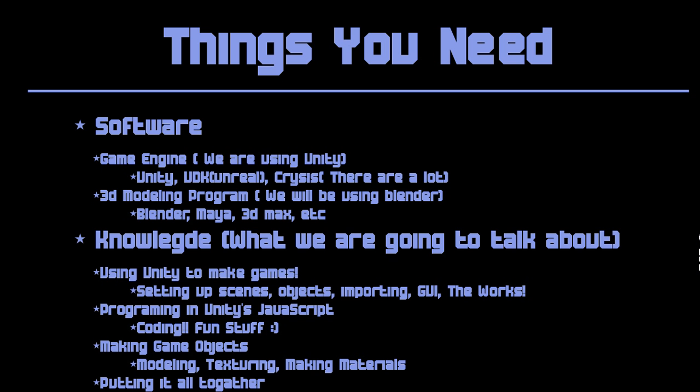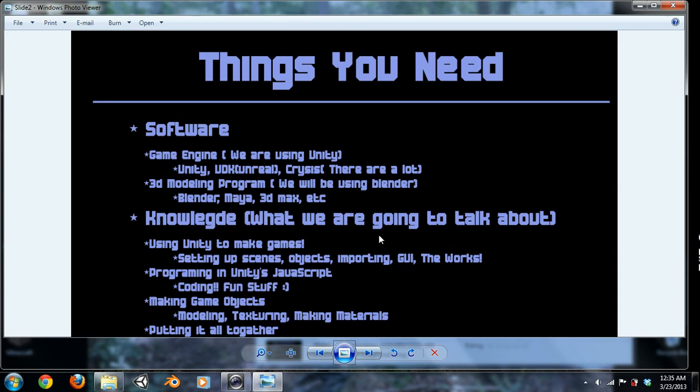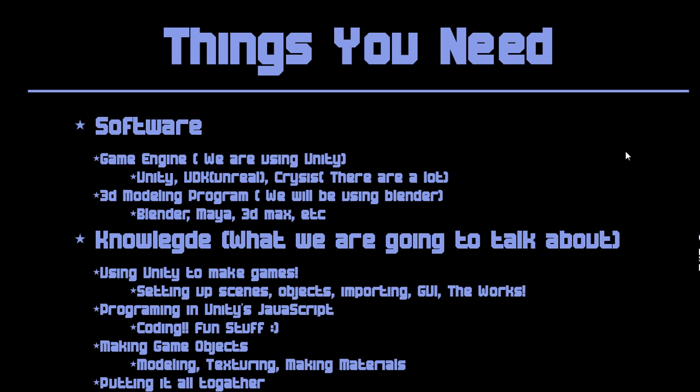The stuff we're going to be talking about in this series is how to use Unity, how to set up scenes, objects, importing, GUI, the works, how to write scripts, JavaScript, everything. Everything you will need to know how to use Unity to make a game, we will be explaining. We're going to take you step by step. It'll be a very info-filled tutorial. It should be pretty cool.